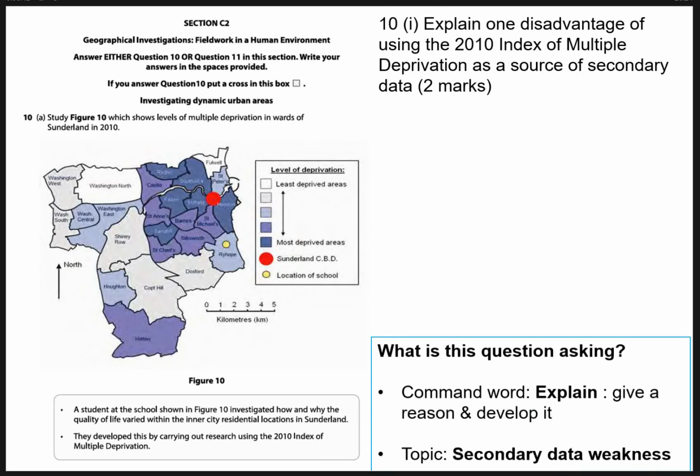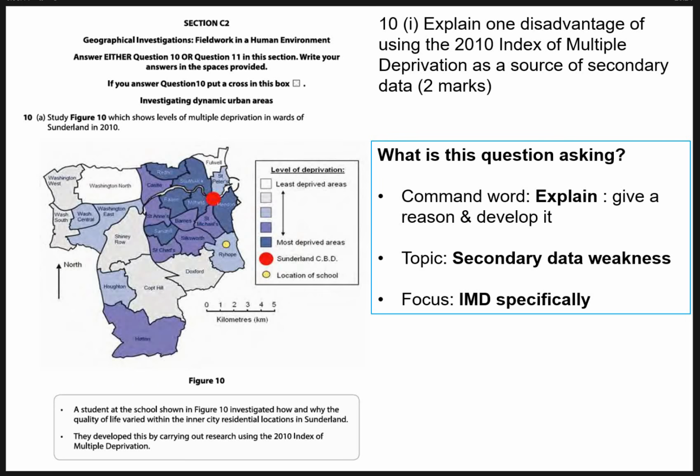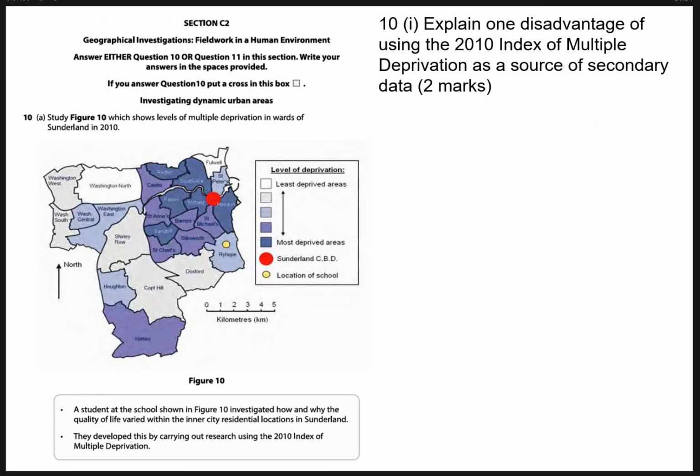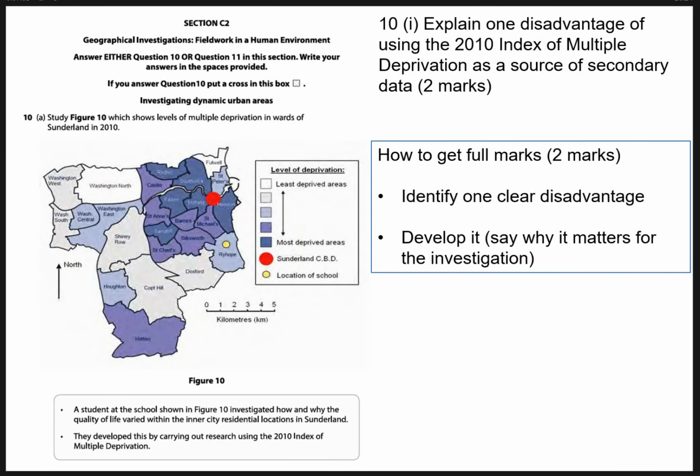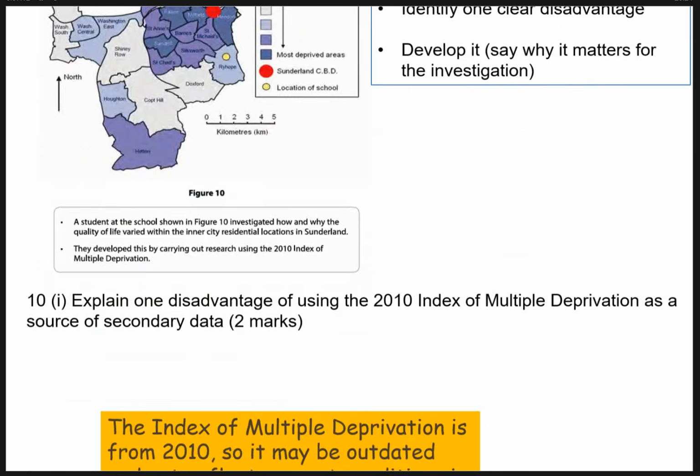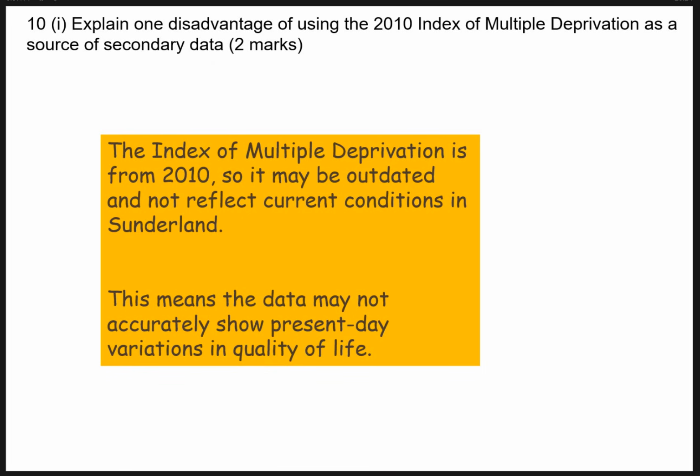Okay, so as I've mentioned, this command word we're looking at is explain. So give a reason, you've got to develop it. The topic here is about secondary data weaknesses. What are the problems with secondary data? It's only 2 marks, and of course the focus here is IMD, so you need to make sure you're mentioning that as well. So an easy 2 marks to get, as long as you follow the correct structure. Following that structure requires you to do a couple of things. Make sure you identify one clear disadvantage, and then develop it. So say why it matters. This will get you a full 2 marks.